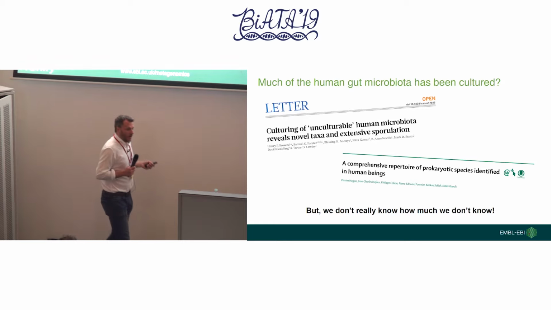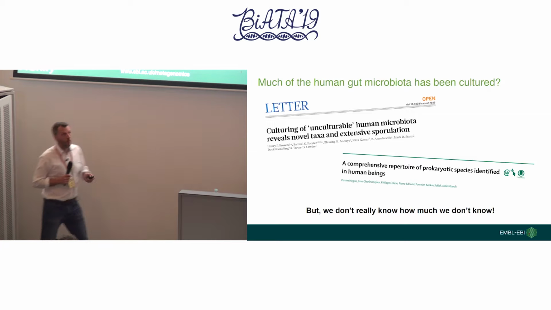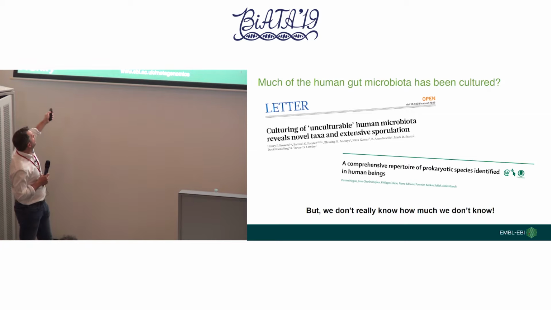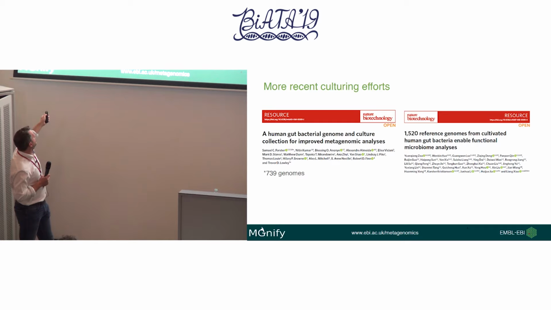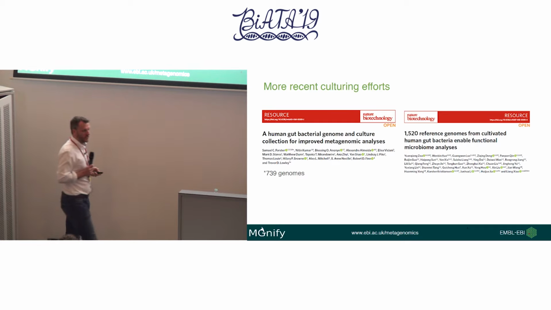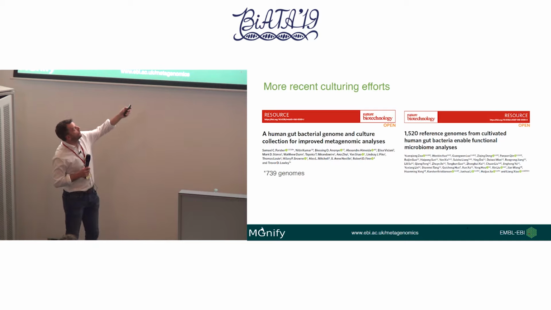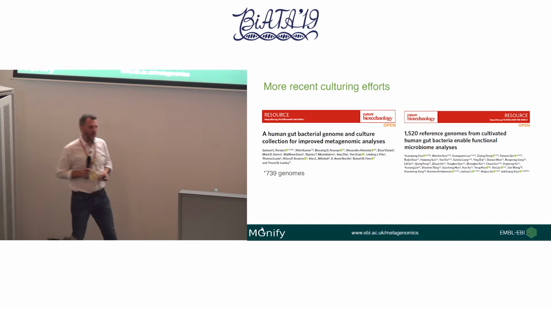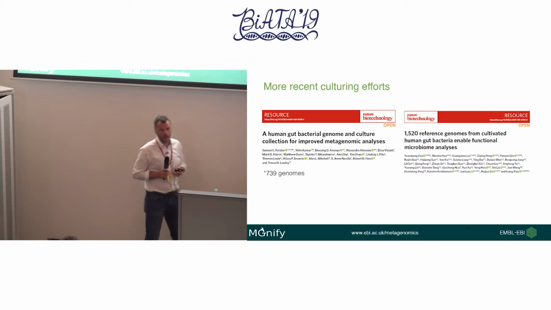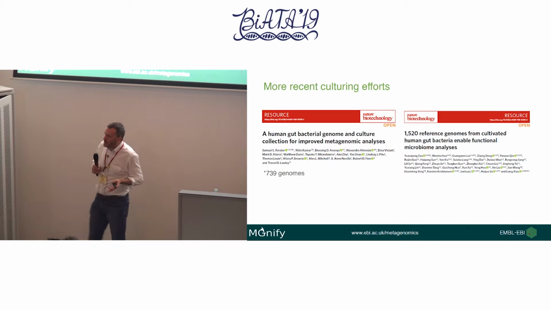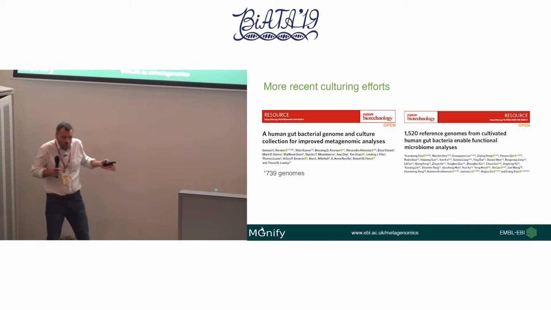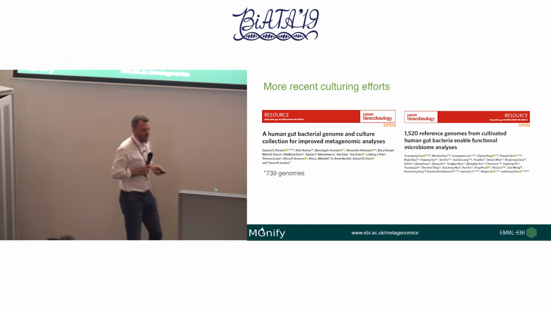So there have been two more papers this year. Trevor released another collection, and that encompassed 739 genomes. The BGI also released 1,520 genomes. So does that mean we've got everything covered? I mean, the numbers would stack up.